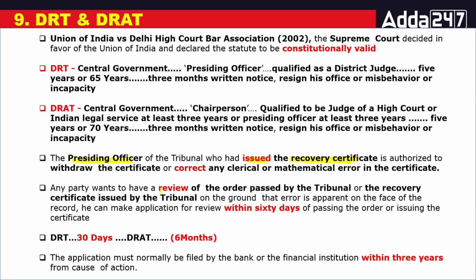Suppose you want to review the order passed by the tribunal and the recovery certificate issued by the tribunal, within 60 days you have to file the appeal. DRT to DRAT, file within 30 days, and 50% you have to pay, then you can appeal. Within 6 months they have to finish the matter. Okay, and the bank and financial institution have to file the case within 3 years from the cause of action. Very important point.